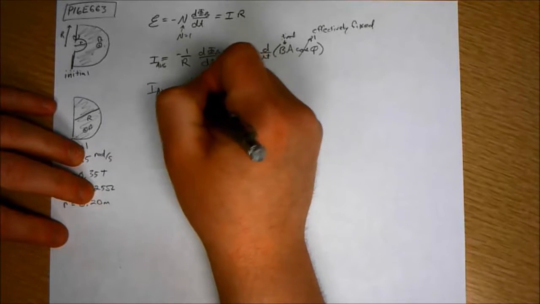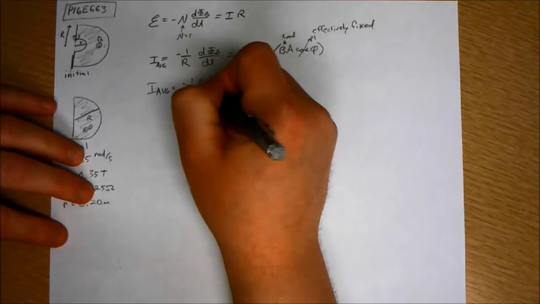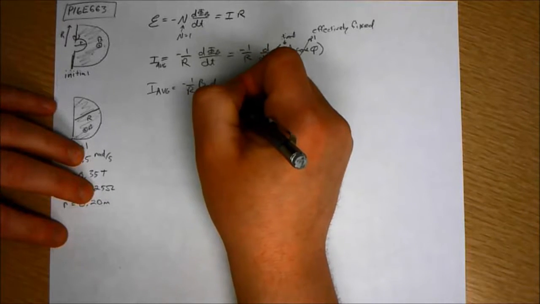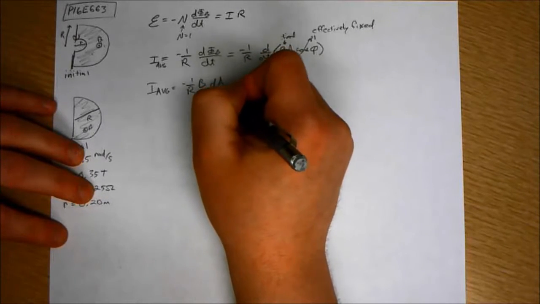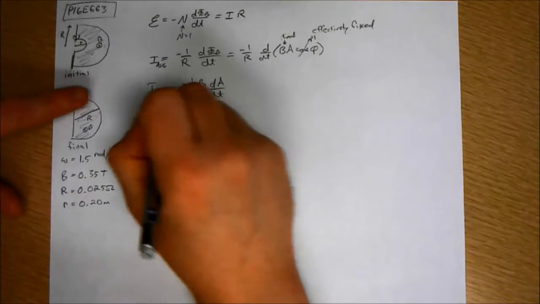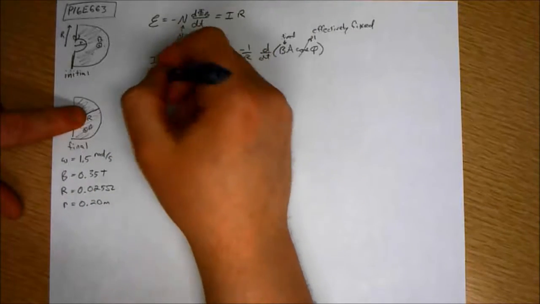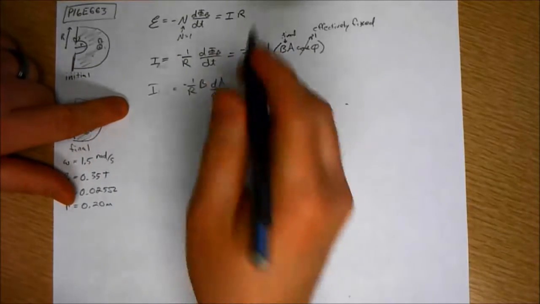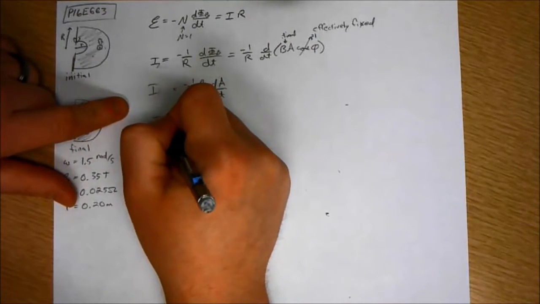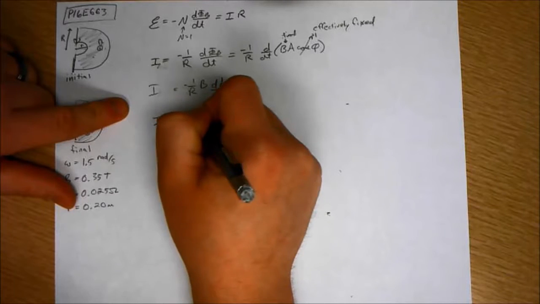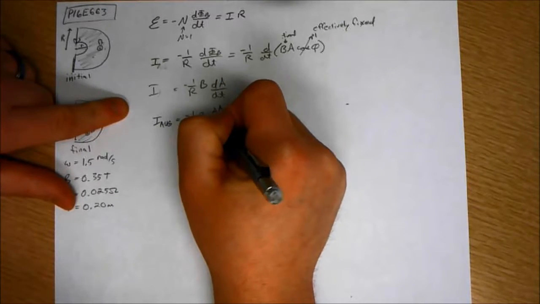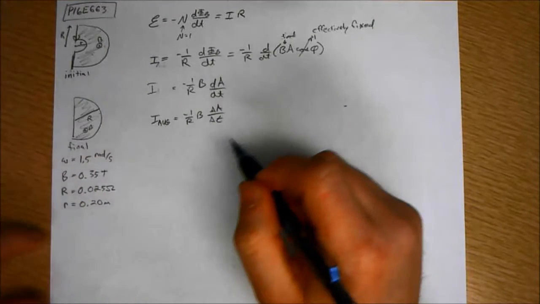So negative 1 over R B, and remember that goes to 1, so I can just drop that out, dA/dt. But again, I shouldn't have put average here, because this is not the formula for average. The average current is just negative 1 over R B times change in A over change in t. Remember, we've gone through this several times.